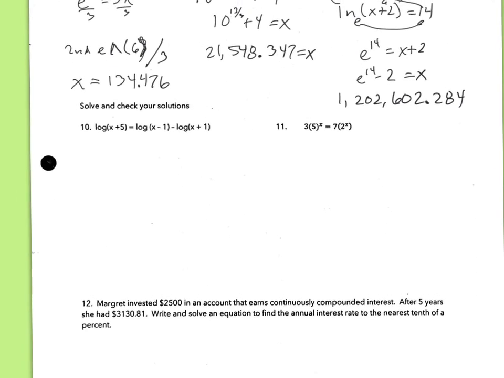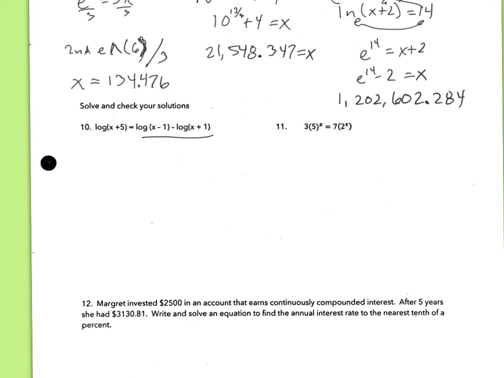Now you have to check your solutions when the word log is in the problem. If you don't have the word log in the original problem, or natural log, then there's nothing to check. Because a power can be negative, a power can be a fraction, a power can be 0. But logarithm is very, very picky.